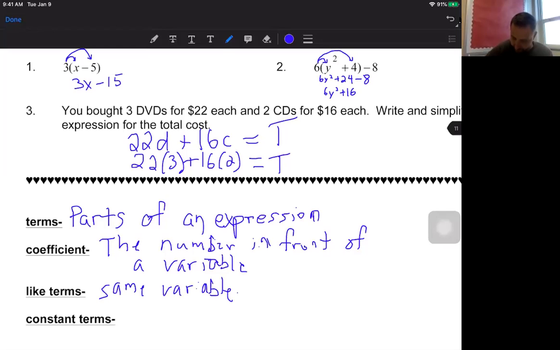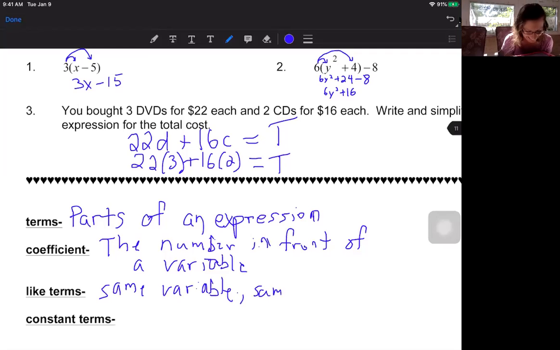Oh, it's getting bad. I apologize. I'm going to put it flat.